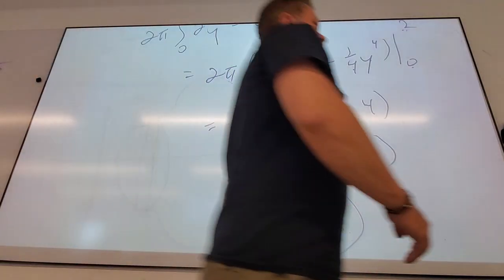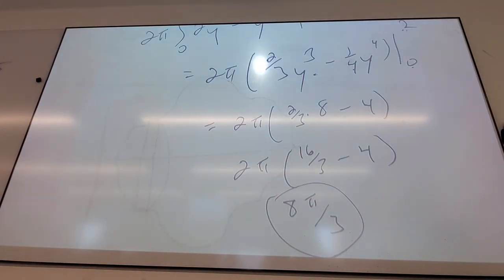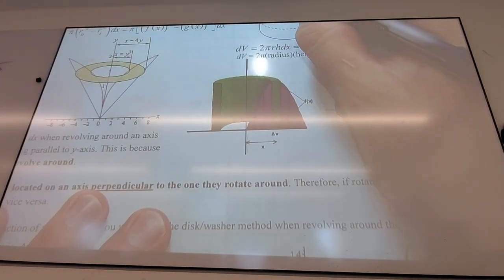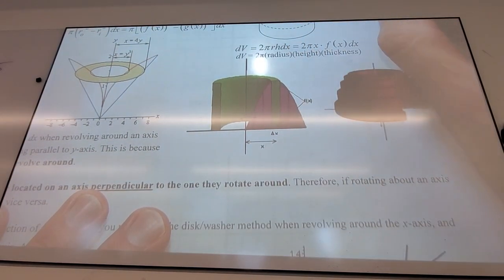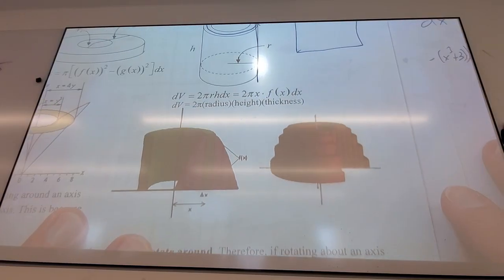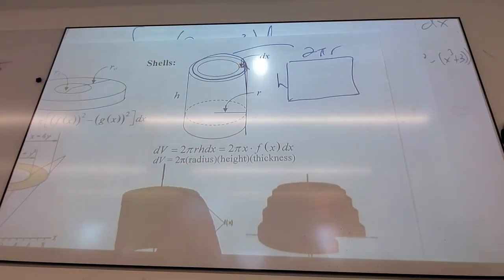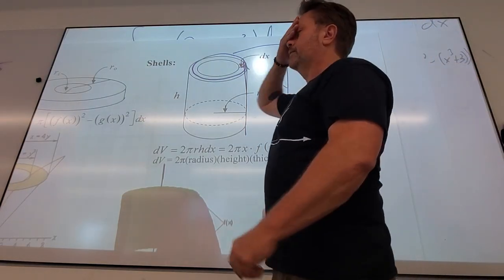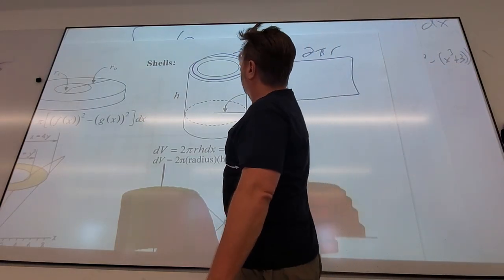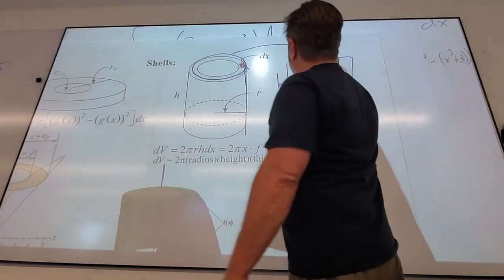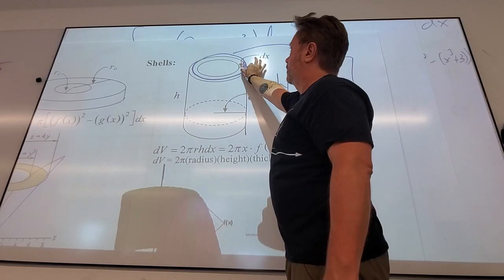Because we built it based on the circumference. If I chop it and open it, circumference is 2 pi r, yes? Why is it 2 pi r? Because it is. We built it from the surface area of a cylinder, which is 2 pi r times h times the thickness.